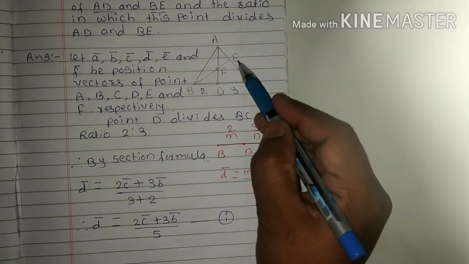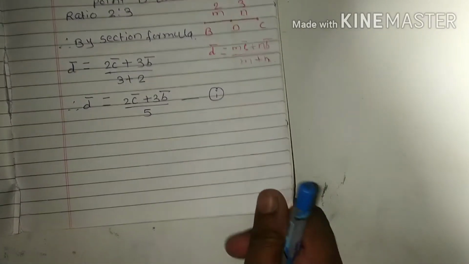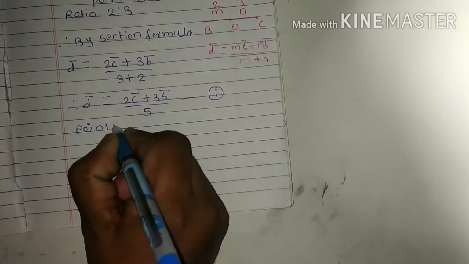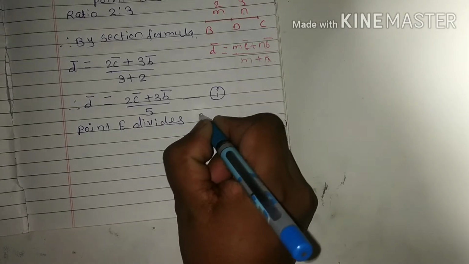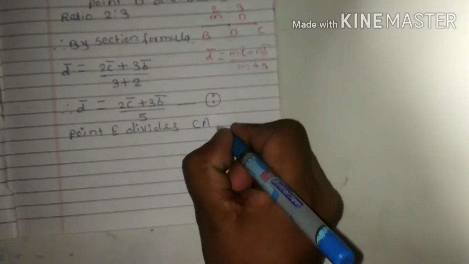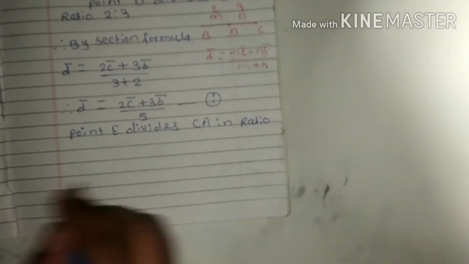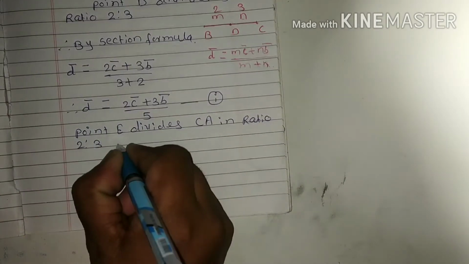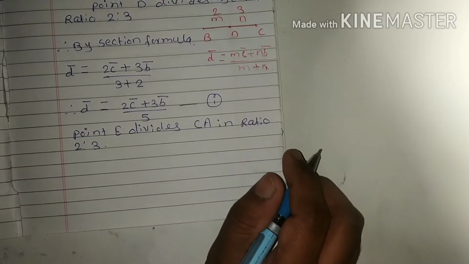Then similarly, point E divides the line segment CA. Next, point E divides the line CA in the ratio 2:3 also.